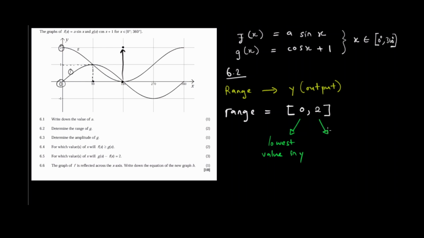This 2 is representing the highest value in y. So that's something you should realize. So our answer, the range is going to be 0, 2. Let us proceed to 6.3.